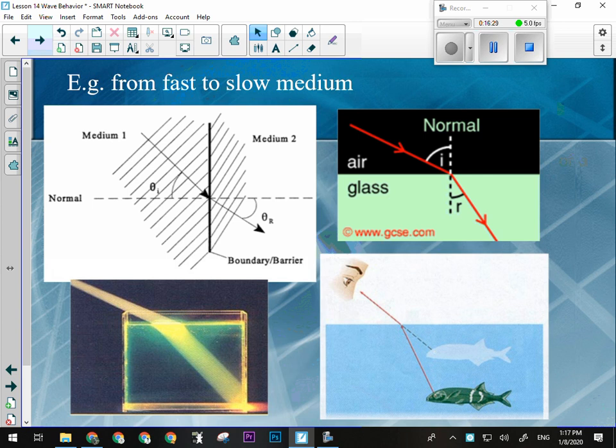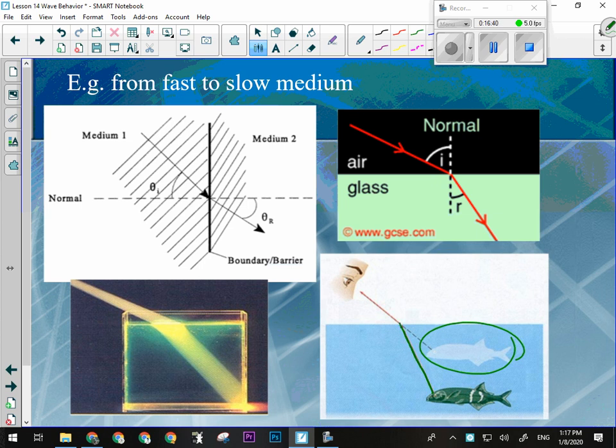I was talking about the spearfishing example. My eyes would perceive the fish to be in this area here, when in actuality the fish is here, but the light that comes from that fish bends away from the normal and makes it appear to be somewhere else. And obviously if you have light coming into a slower medium like water, then it bends this way and slows down.